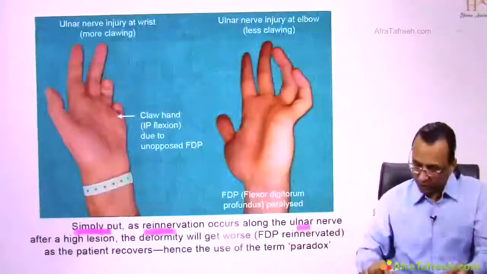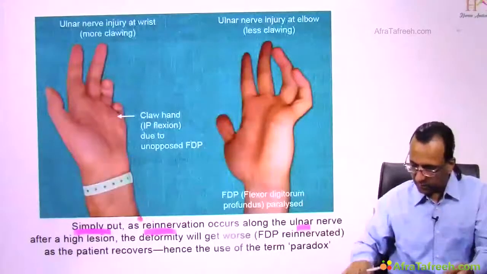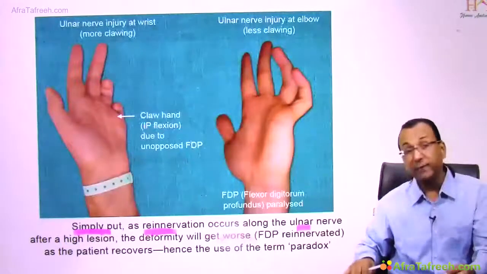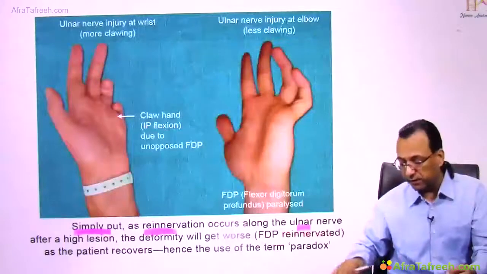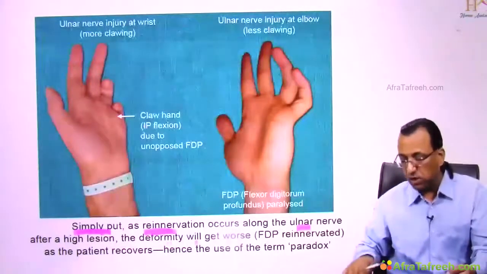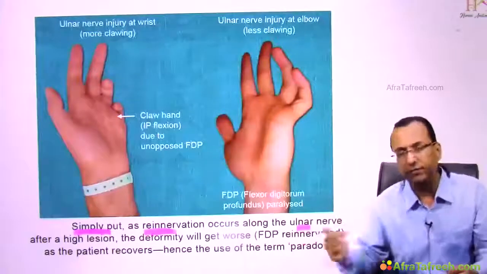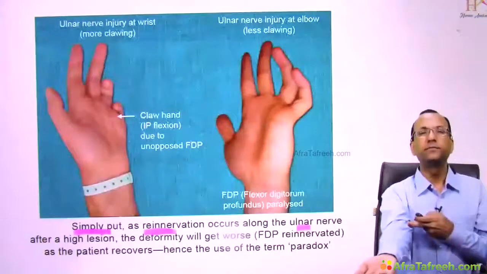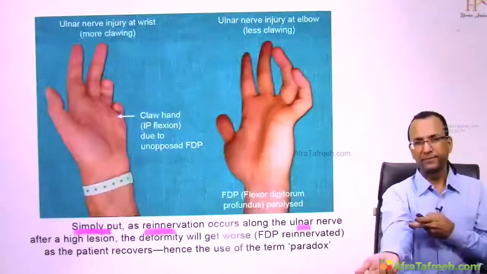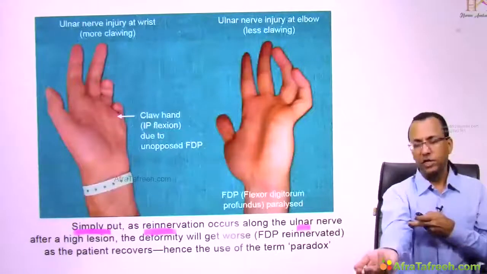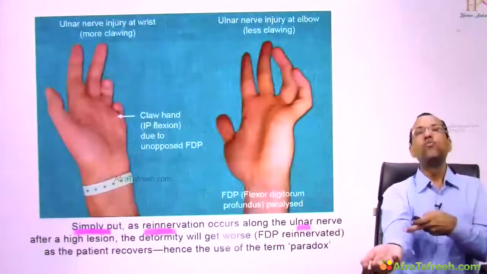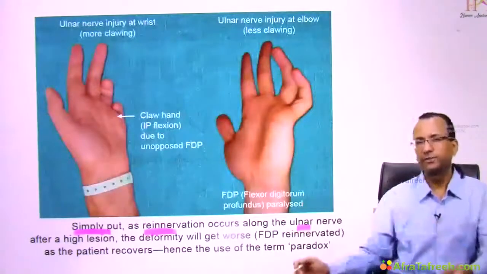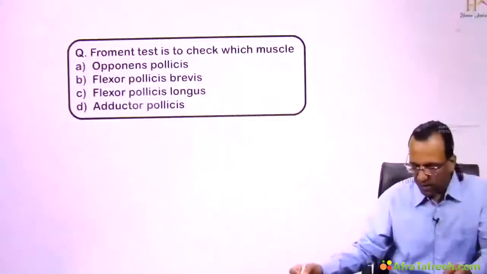That way also. So simply put, reinnervation of the ulnar nerve at a high lesion makes the deformity worse, because the reinnervated FDP will keep pulling the finger for more clawing. That is also a way of telling paradox. But simply telling, high ulnar nerve injury with less clawing is ulnar paradox. As a nerve is innervating, more clawing is also a paradox.